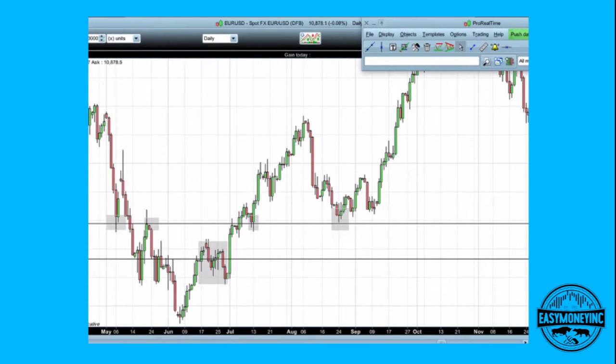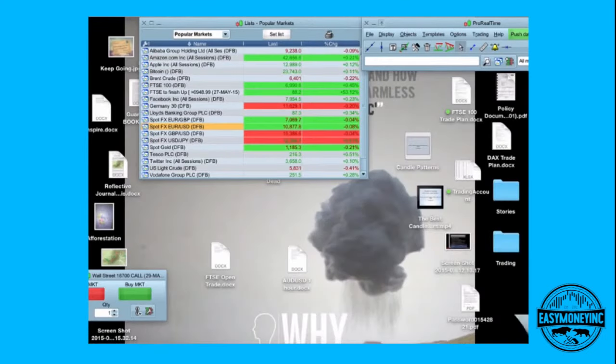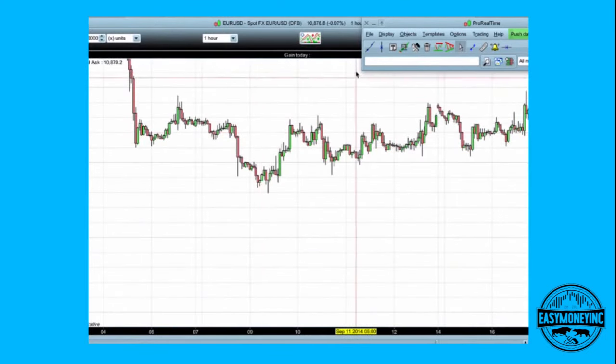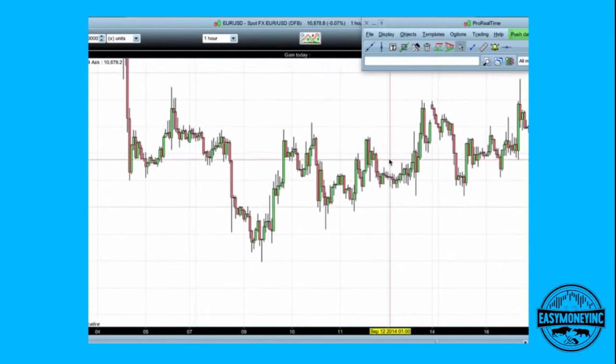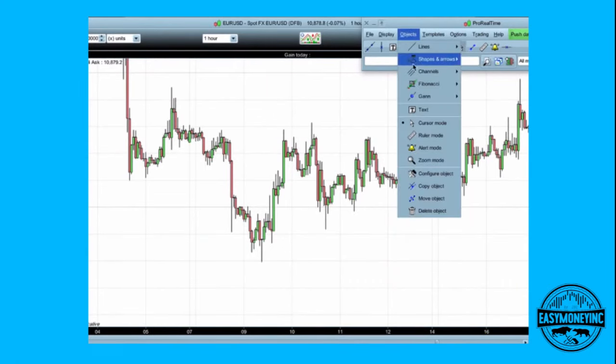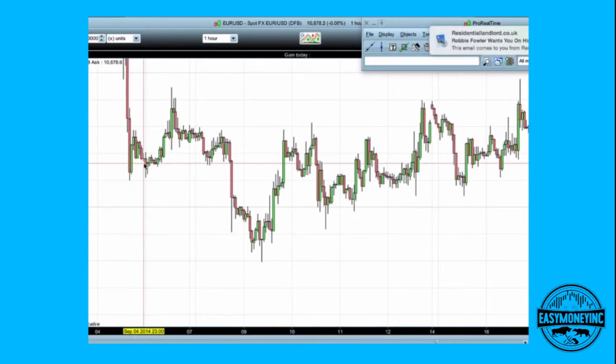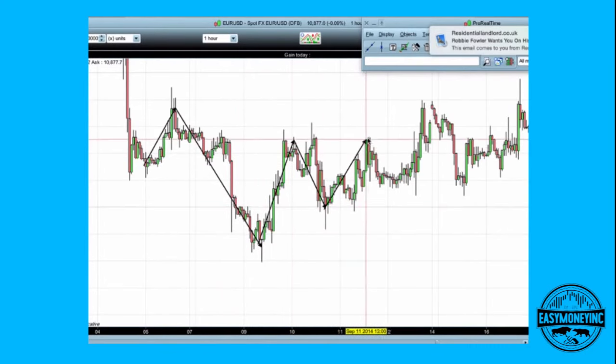If I drop down onto the hourly chart, this is still Euro US dollar. I just want to show you that it works on all time frames. So if we look here, you can see the market is moving up here, it's pushing down here, up here, down, up, down, and you can see it's moving in these triangles. This is how the market moves, up and down and up and down. It never just moves straight across. So I get rid of that.